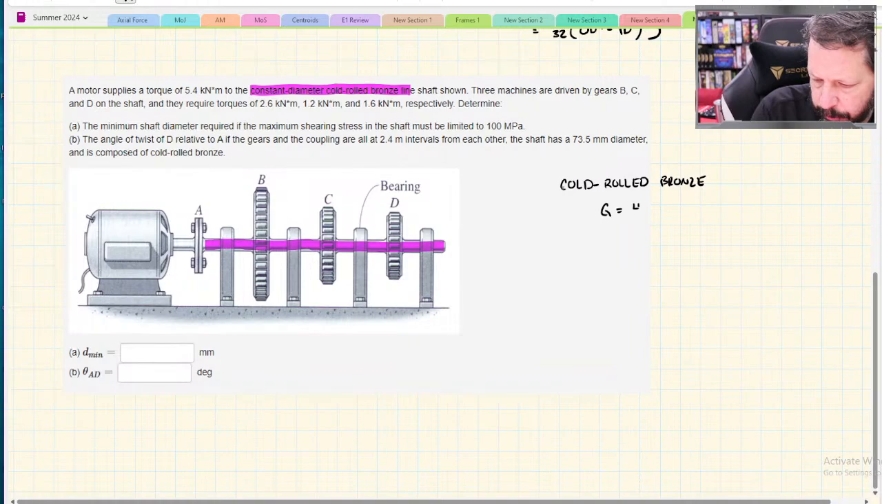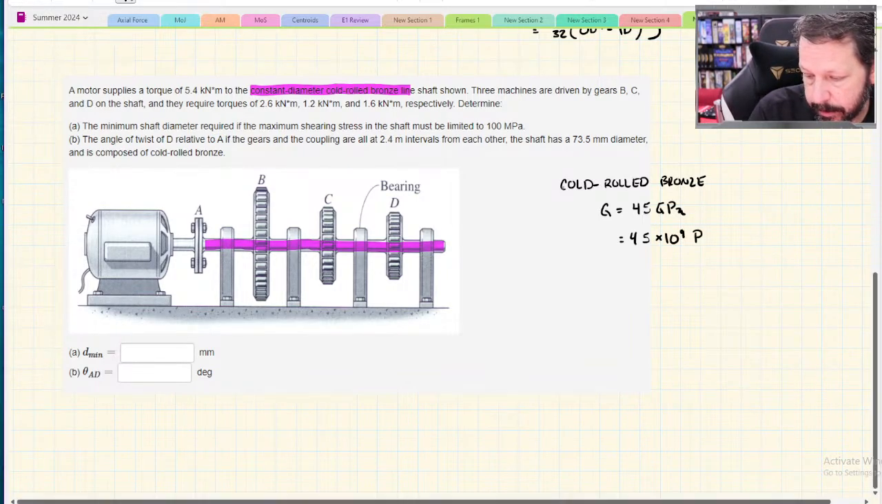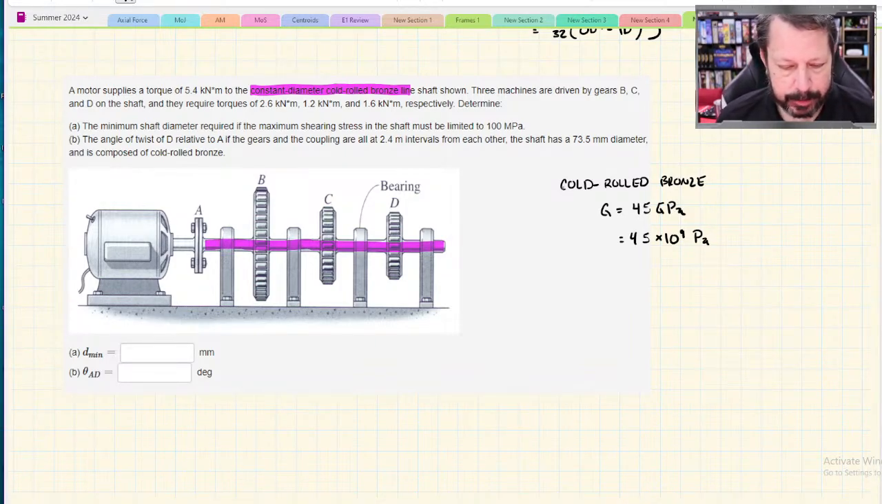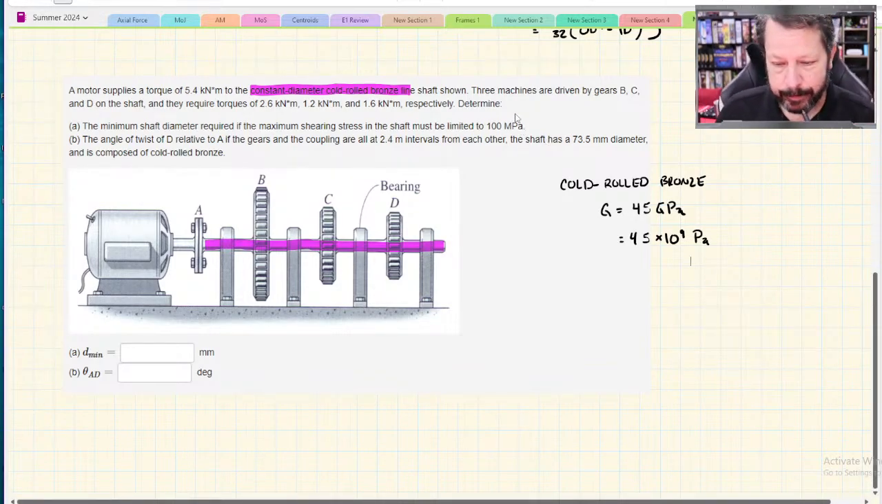I think it said 45 gigapascals. Just for a reminder, 45 times 10 to the 9th for gigapascals. You would not normally have a cold rolled bronze shaft. I think this problem is just set up that way so that you go find some other material versus just the regular stuff. So you might have a cold rolled bronze shaft. It's probably not in this application, I wouldn't think, but in this one we do.